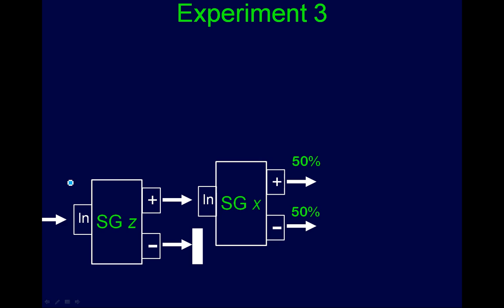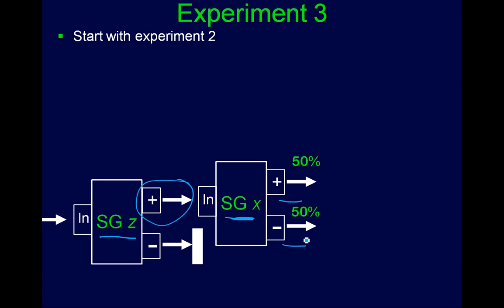So now for their third experiment, they start with the last experiment we just dealt with. You have an SGZ device, with electrons coming into it, and they collect the ones that are aligned with the Z axis, and then they put them through this SGX device. And again, they find that 50% come out positive, about 50% come out negative.